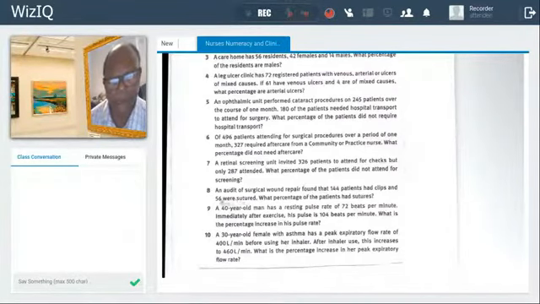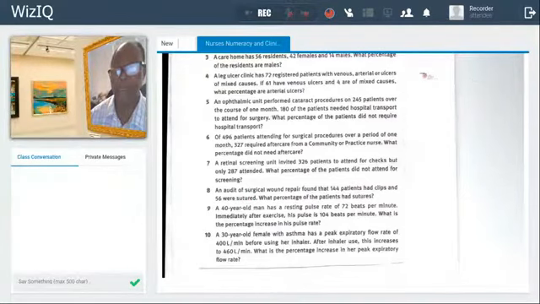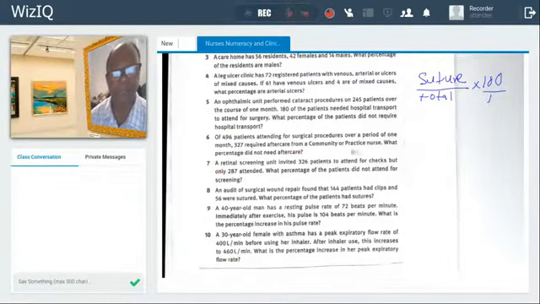Okay, so question 8. An audit of surgical wound repair found that 144 patients had clips and 56 were sutured. What percentage of the patients had sutures? Okay, so we have sutured divided by total, multiply this by 100. Okay, so the answer is going to be a percentage. Yeah, I think I've forgotten to put the percentage in one of these previous answers.